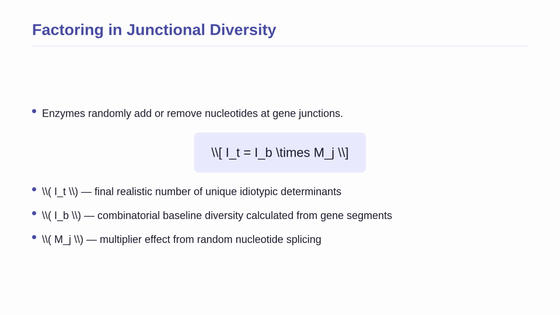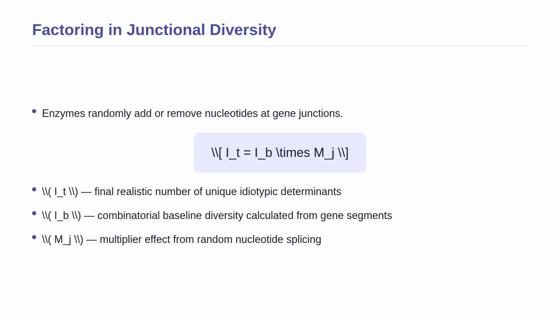While the baseline calculation is impressive, it leads us to an even more complex biological reality. The immune system is much smarter and messier than simple combinatorial joining. When gene segments are spliced together, enzymes randomly add or remove nucleotides at the junctions. This process is known as junctional diversity. To account for this, we use an expanded formula.